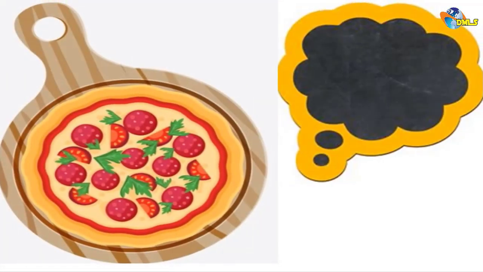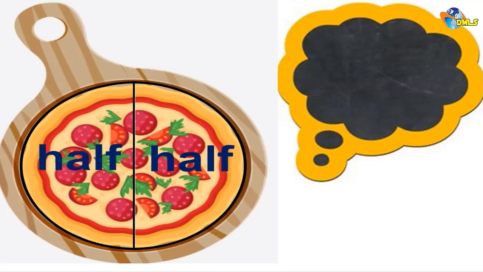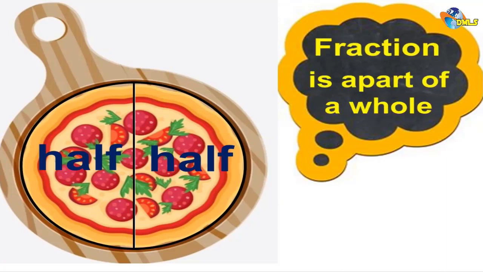When we have a pizza and we want to divide it into equal parts, each part is a half of the whole. I divide it into equal parts. This part is called half, and this part is called half. So, Ali takes a half and Sally takes a half. The meaning of fraction is a part of a whole.